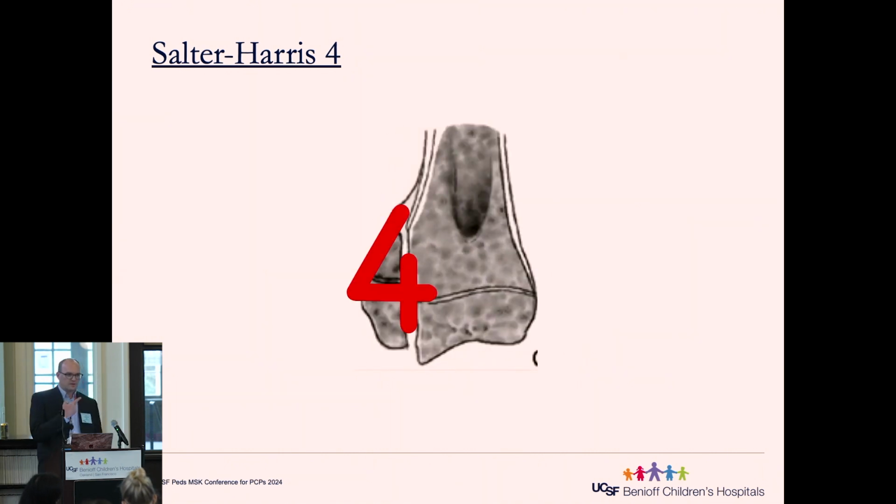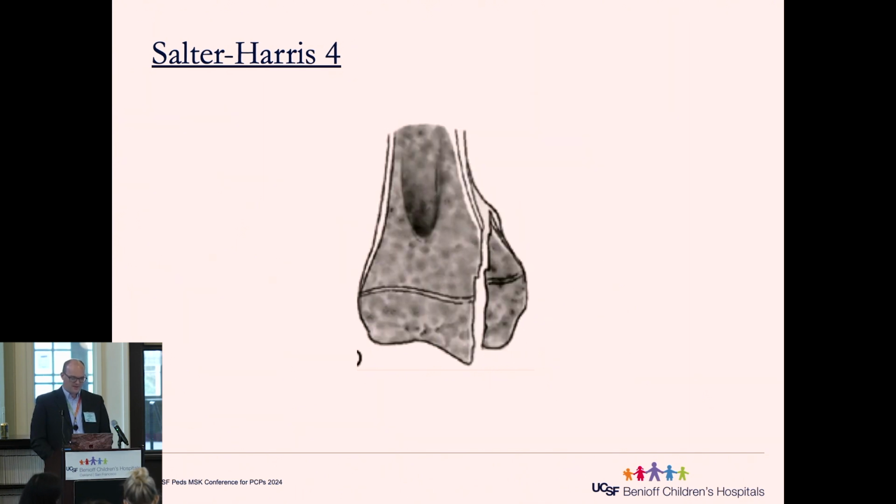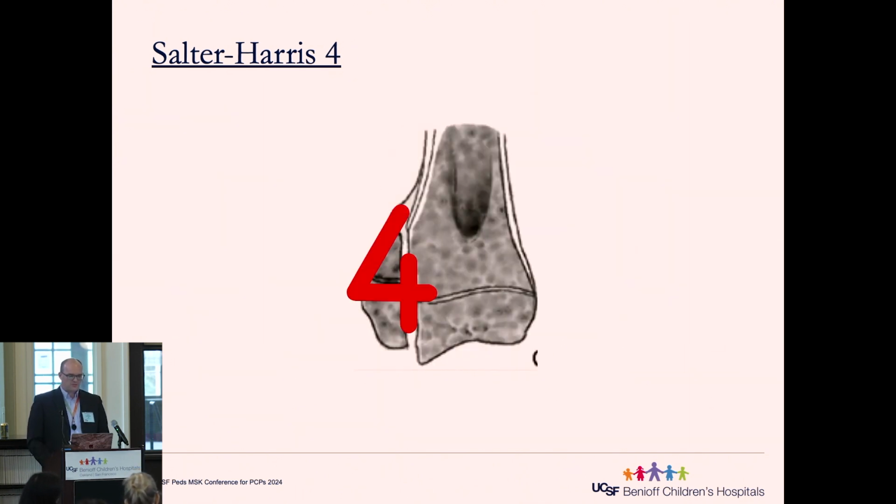Spin it around, looks like a 4. All right, so Salter-Harris 4, a little bit more involved, and now you're seeing that there's some problems with the growth plate and with the joint surface.